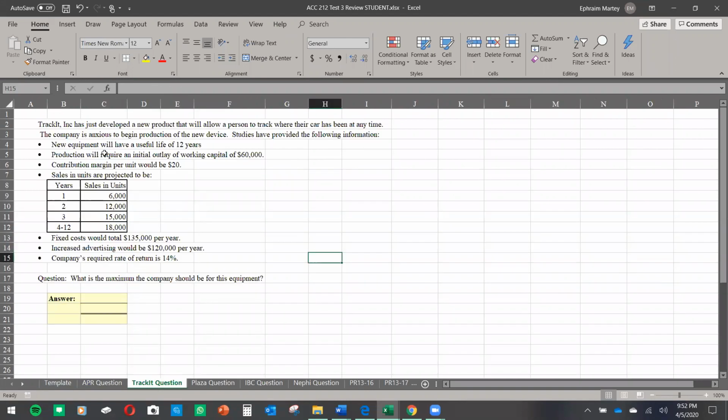To begin, we have a company that is coming up with a new product, a tracking device. The company is anxious to begin this new venture. According to their survey, we need to find out how much the company will need to invest in the equipment that will produce this new product.